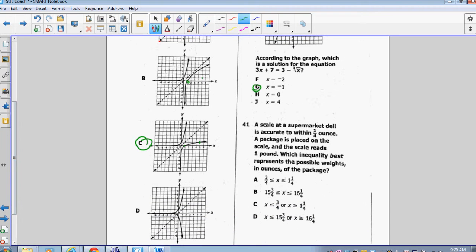Okay, 41. The scale is accurate within 1/4 ounce, and the package reads 1 pound. So which best represents the possible weights in ounces of the package? Well, remember that 1 pound is 16 ounces. So it's going to either be a 1/4 ounce above or below that. So if I subtract the 1/4 ounce, I would get 15 3/4 ounces. And if I add the 1/4 ounce, I would get 16 1/4 ounces. So it should be between those two values. And that is choice B.